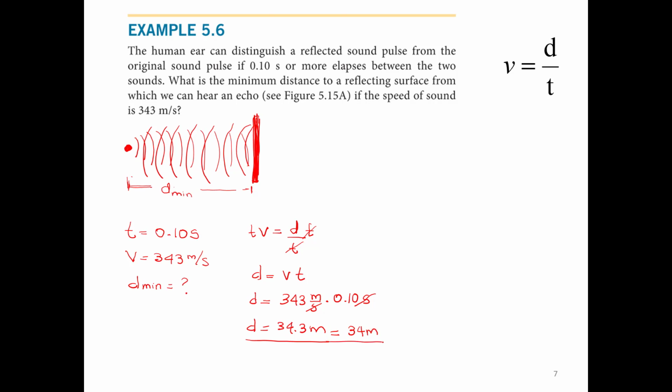Then in this case we have twice the distance we want. Yes, we want just the distance from this point to this point. Then to calculate the minimum distance, we need to divide this one by 2. It's 34 meters divided by 2, and this minimum distance will be 17 meters. And this corresponds to about 56 feet.